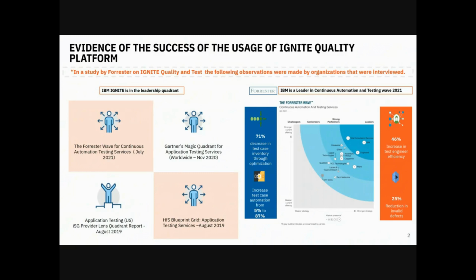Based on market research companies like Forrester, Gartner, ISG, and HFS, IBM's Ignite platform is leading the market. You can see in this Forrester Wave chart that IBM is firmly in the leaders category for continuous automation and testing services. Pranav, where would you like to start?